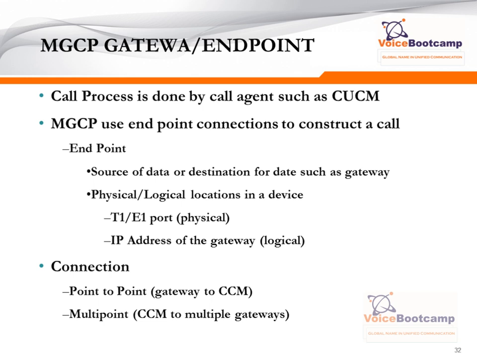MGCP uses the endpoint connection to construct a call. Endpoints are a source of the data or destination for data, such as a gateway. You have physical and logical locations in a device, such as your T1 and E1 ports, the physical port, and then the IP address of the gateway is the logical. The connections are point-to-point, gateway to call manager, and multipoint, or call manager to multiple gateways.